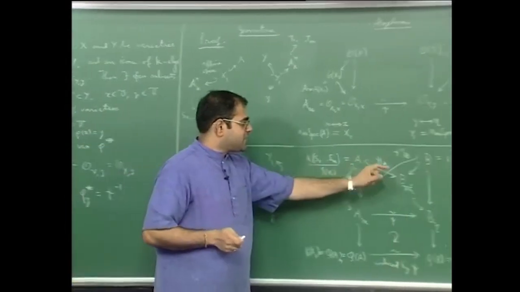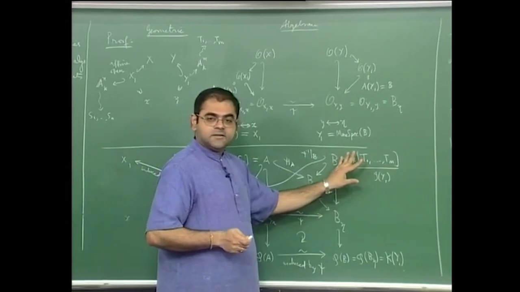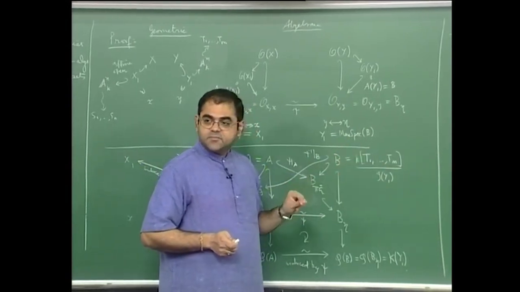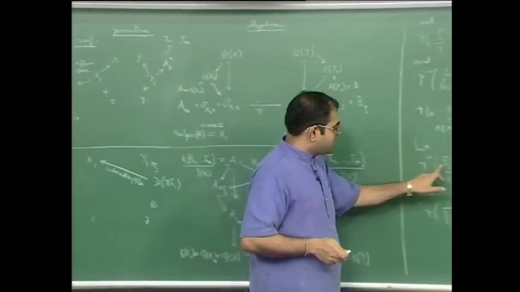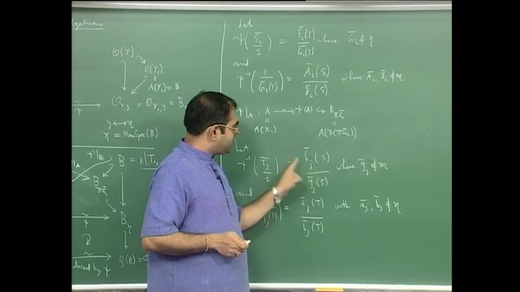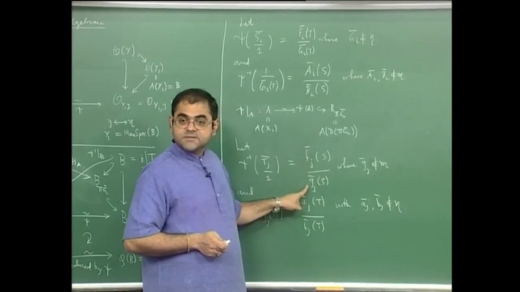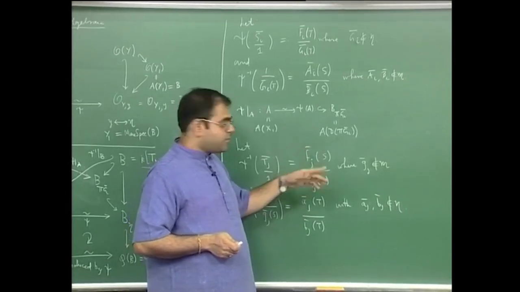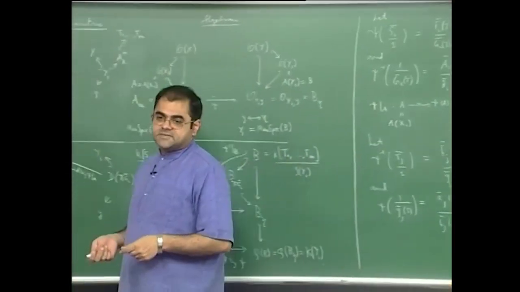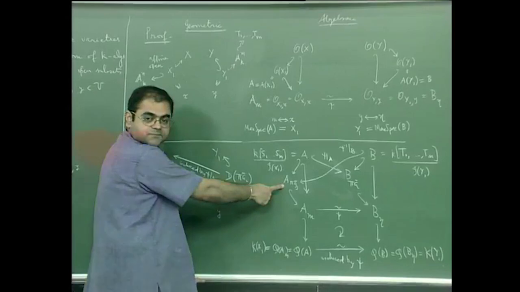Because when I apply psi inverse to something here, it is just a polynomial in the Tj bars, and a polynomial in the Tj bars under psi inverse becomes a polynomial in the Fj bars by Gj bars. So it is going to be some polynomial in the S divided by some product of powers of Gj's, so it is going to land inside this.